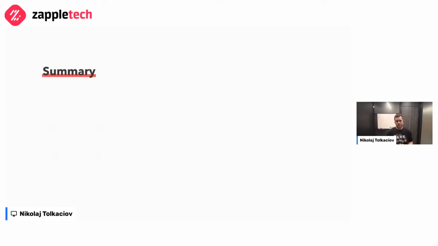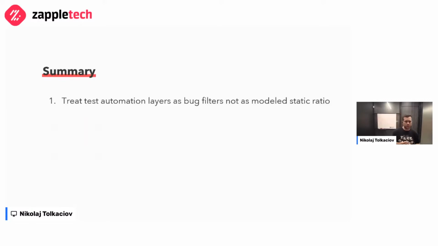So this brings us to the summary. One of the first items I want to reiterate is that this automation pyramid, that static model ratio, is not the strategy, it's an outcome of a good automation strategy. Bug filter might be a good strategy because it allows you to focus not only on functionality, like I need to test everything. No, it's more of a risk-based approach, where you think of what can go wrong, what are the places which might be affected, and what I need to test to make sure that it's still working.